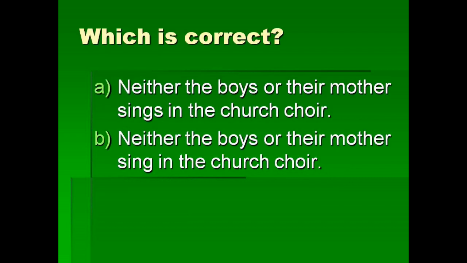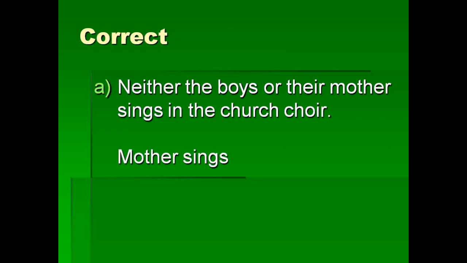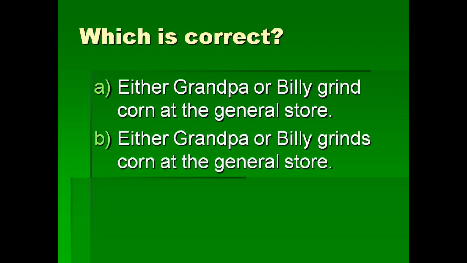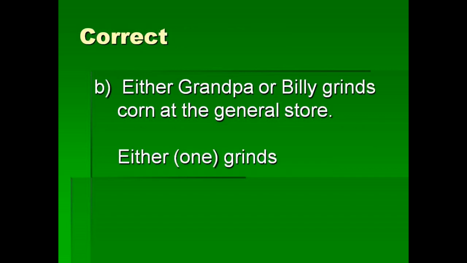You can try this exercise at home. Yes, neither the boys nor their mother sings in the church choir. Very good. You can try this. Okay, either Grandpa or Billy grinds corn at the general store. Either, that is one person, either. So either Grandpa grinds, either Billy grinds. So it is one. Very good.